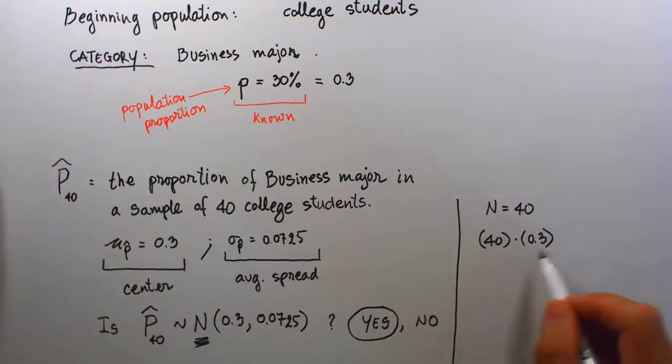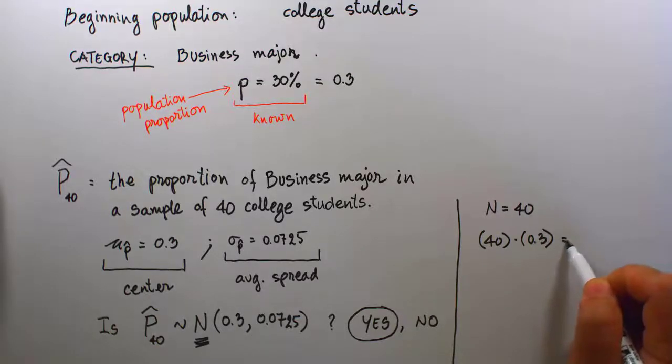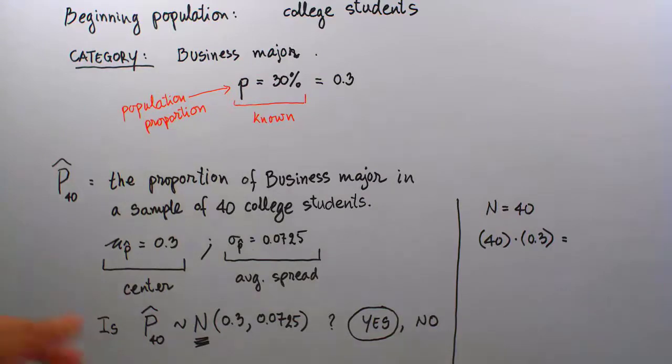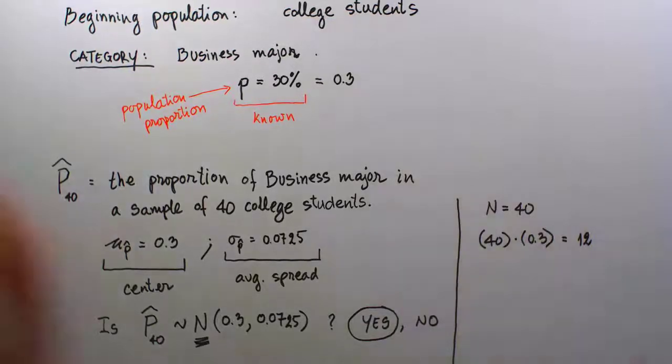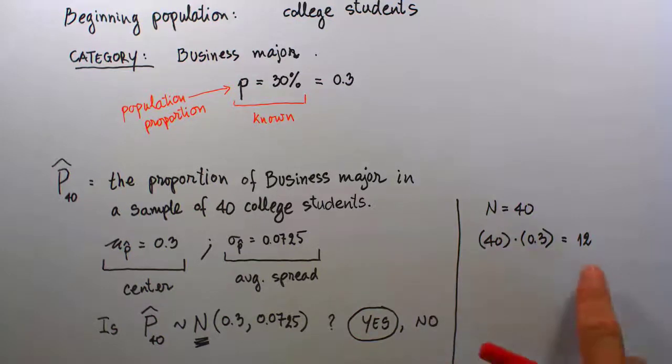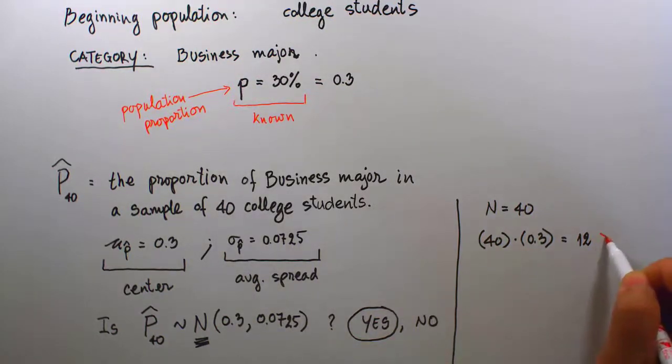So multiplying the sample size with the known population proportion, we came up with a count of 12. What's important is that this count, after multiplying the sample size with the known proportion, is greater than 10.